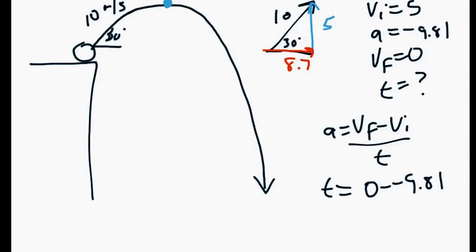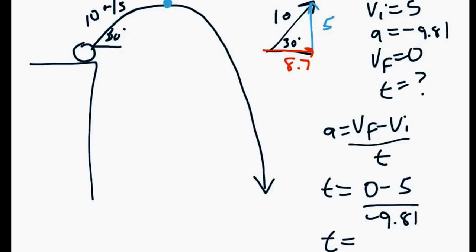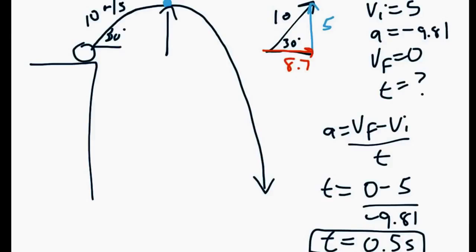0 minus 5. Right? Final is 0, initial is 5, so 0 minus 5 divided by our acceleration 9.81. So we'd have a time of about a half a second, so 0.5 seconds. Okay. We could also calculate that height, right? We could use the same information to calculate what is that height above the cliff that it would travel.